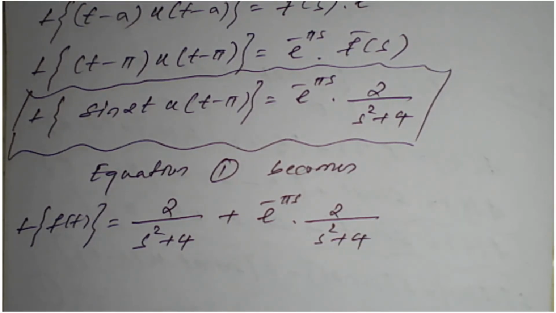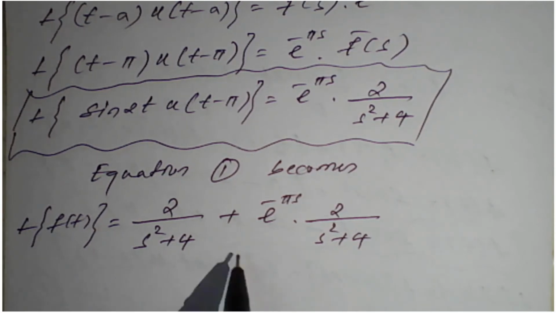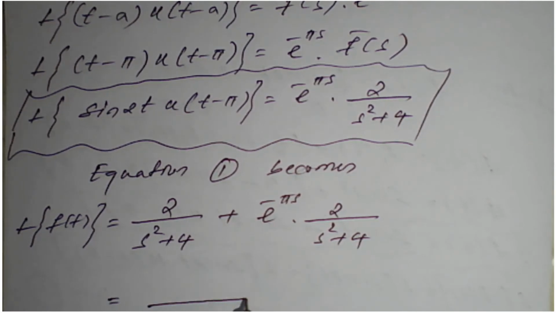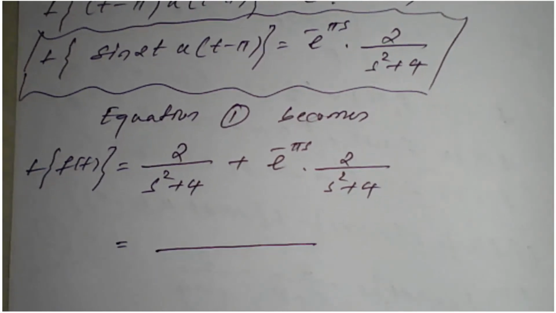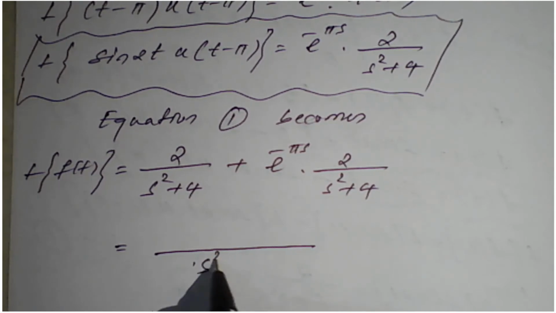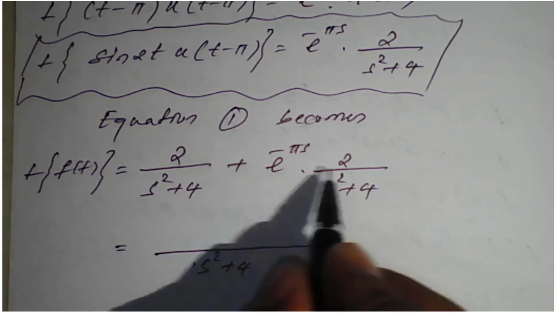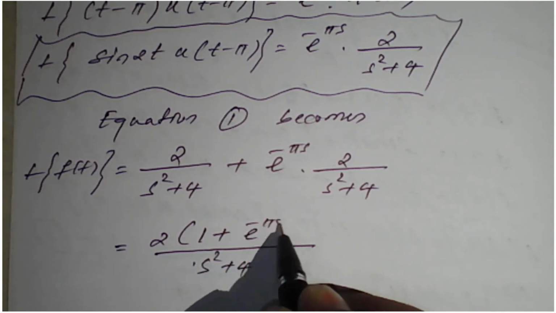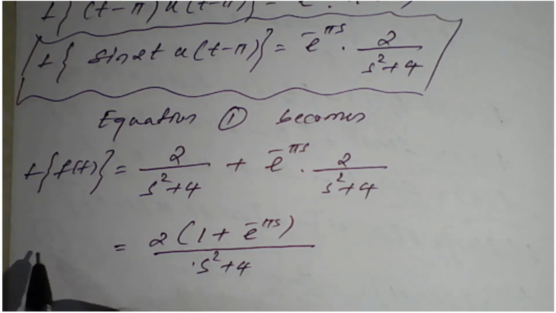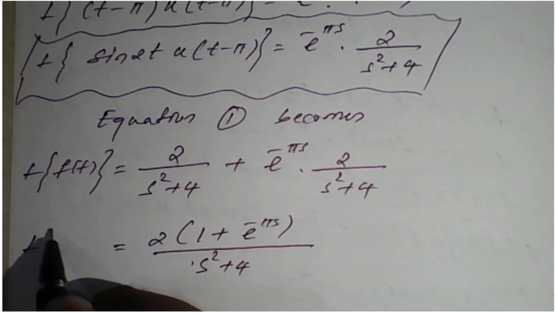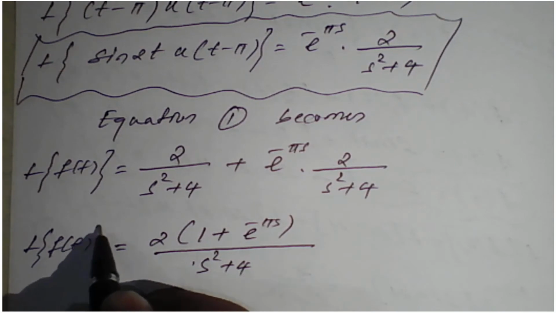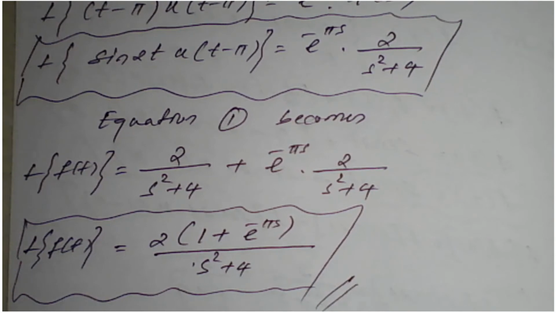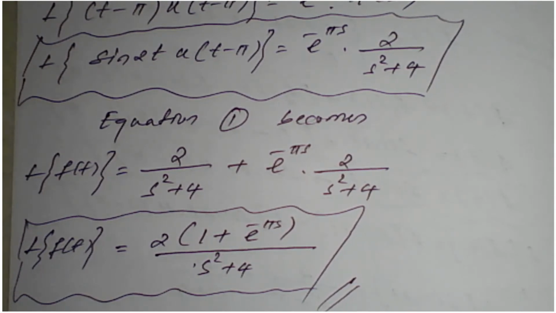So we can take the LCM as s square plus 4, and in the numerator you take 2 common, so it will be 2 into 1 plus e raised to minus pi s. So this is the result of the given expression. Hence the result here.